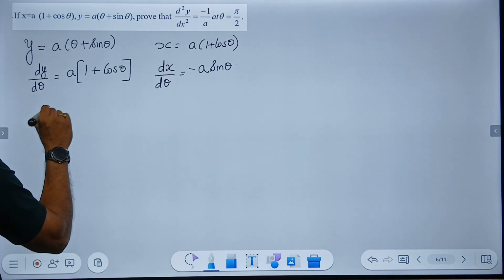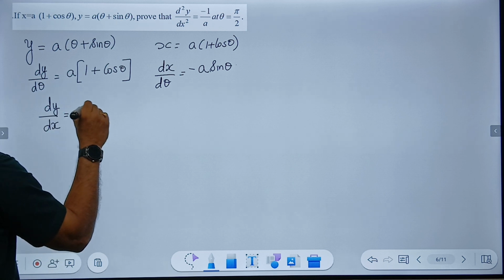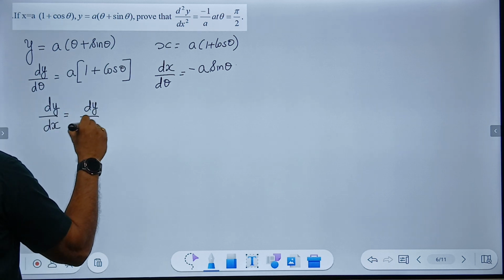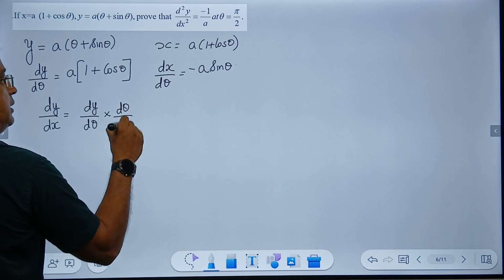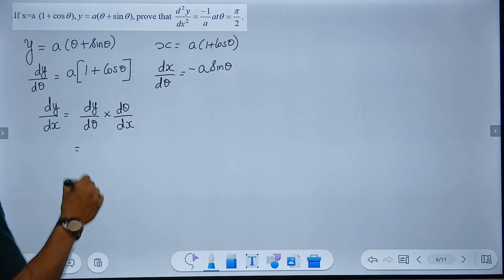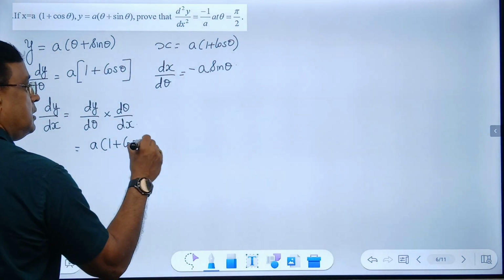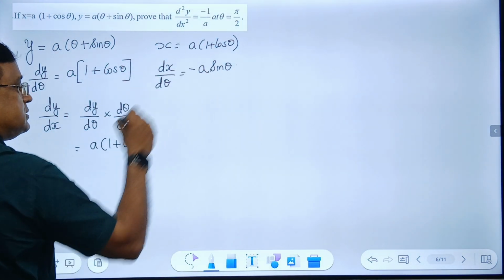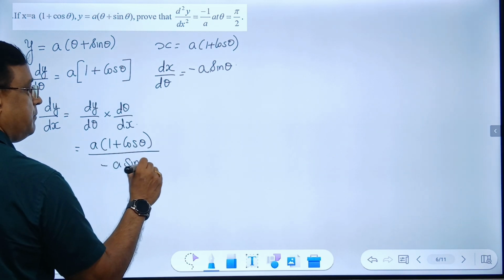Now I want to find dy by dx. So what is dy by dx? dy by d theta into d theta by dx. Parametric differentiation. dy by d theta is a into 1 plus cos theta, and d theta by dx is the reciprocal of this, minus a sine theta.